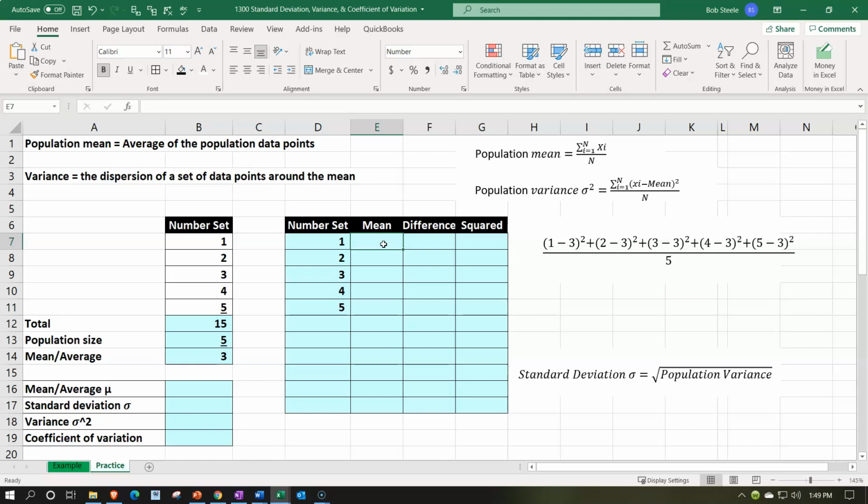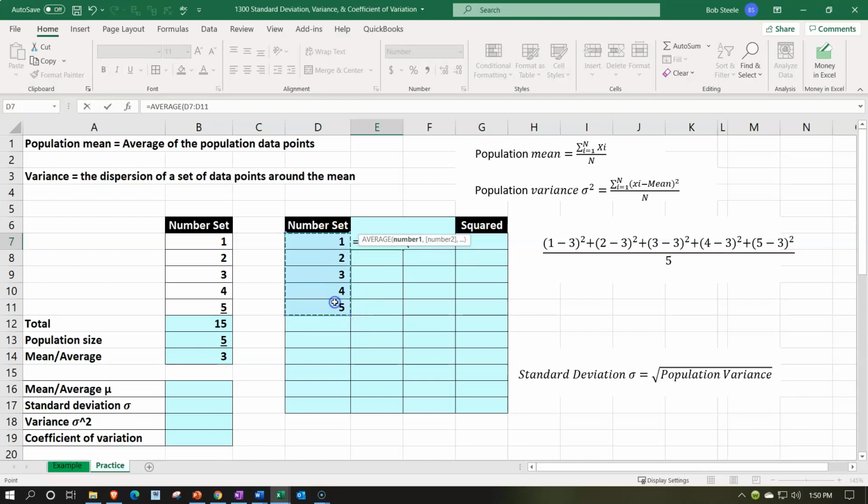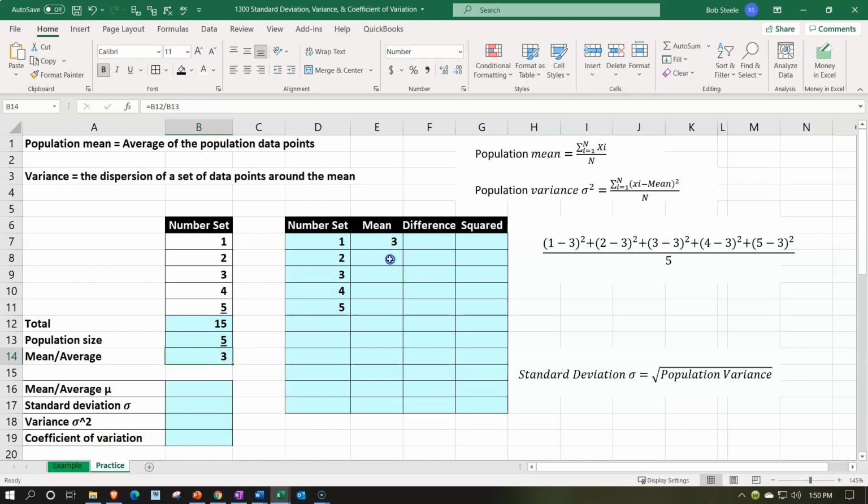Let's calculate it again. This time, let's use a formula to do it. This is going to be equal to the average of this data set of numbers, 1 through 5. That's going to give us 3, which we see here as well. Now, for every other cell, I'm going to say equals that 3 to bring it on down instead of doing the average 5 times, and then I can drag that down. So every cell equals the one above it. That sometimes is an easy way to populate your data set in Excel.